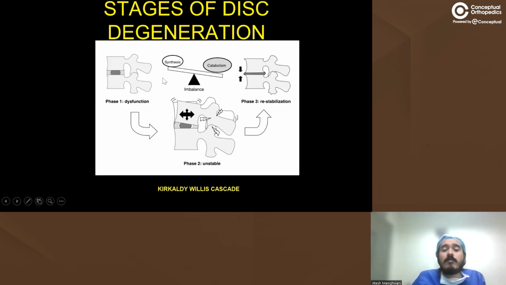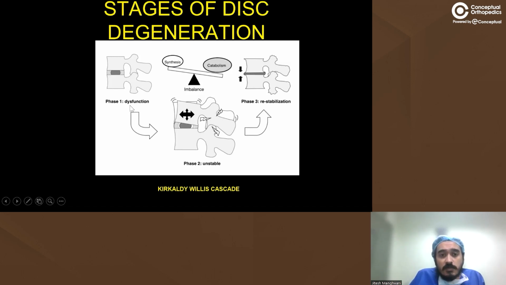So, whenever we talk about anything that happens at the molecular level in the disc in regards to the degeneration, what we always talk about is the wear and tear. What is it basically? The anabolism and the catabolism. There is a ratio or the balance which should be properly there between the synthesis of some substances and the catabolism. If the catabolism is way higher and the synthesis is not there, that will create an imbalance.